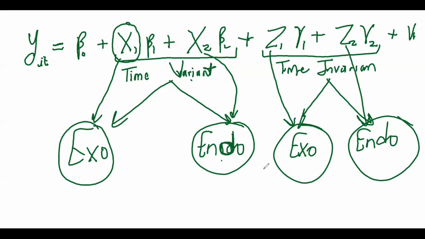This is not the instrument problem. Our problem is how to incorporate the time invariant variable in the model. Okay, so X2 is not related to the error, and neither is gamma 2 related to the error. So here we are not seeing the problem of endogeneity or exogeneity. This is not our endogeneity exogeneity issue. Issue is only how to incorporate the time invariant variable in the model.